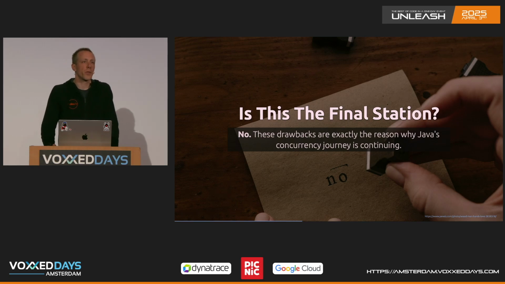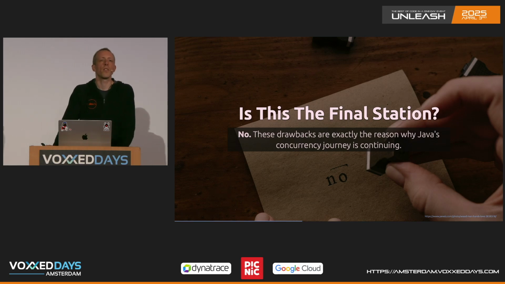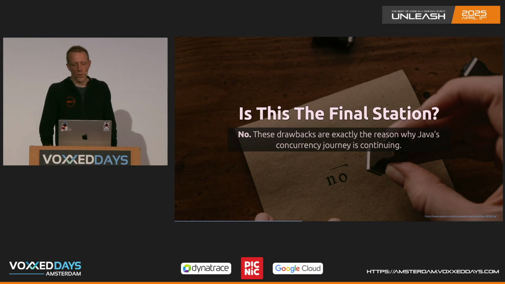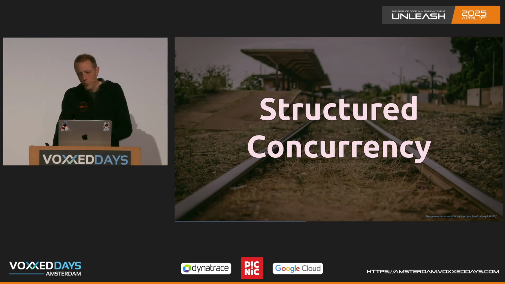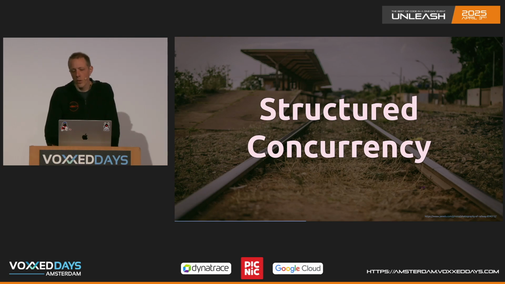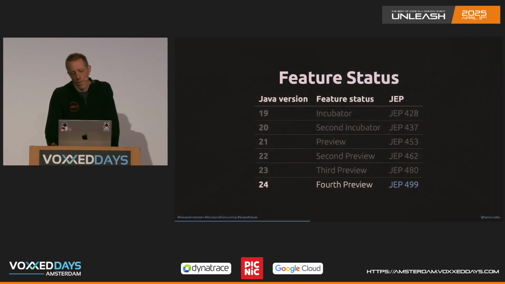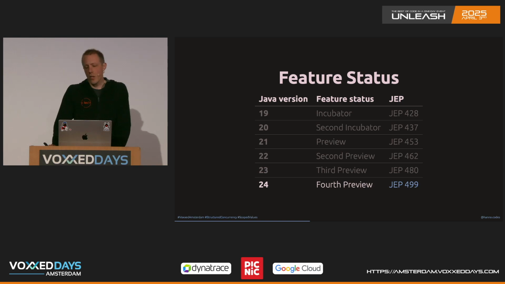So is this the final concurrency station? Well, of course not, because the drawbacks that I mentioned are the exact reason why Java's concurrency journey is continuing. And now it's time to look at structured concurrency. Fourth preview in Java 24, so you have to pass the compiler option enable preview, right, to be able to work with it.